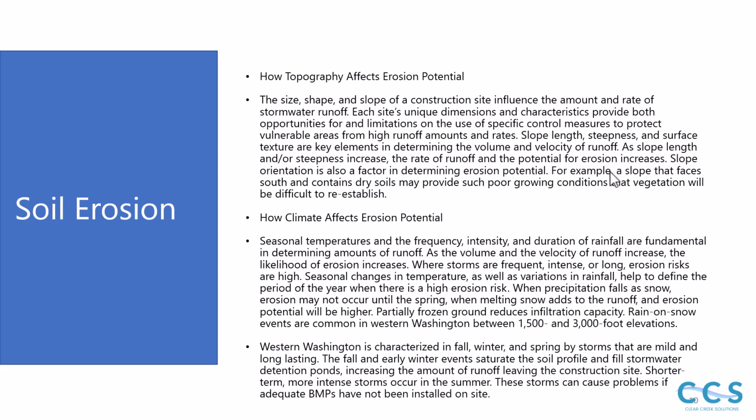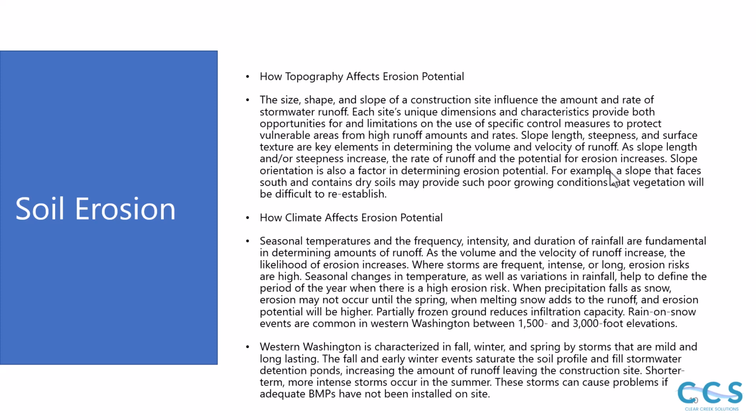So now we're going to go into topography. The size, shape, and slope of a construction site influence the amount and rate of stormwater runoff. Each site's unique dimensions and characteristics provide both opportunities for and limitations on the use of specific control measures to protect vulnerable areas from high runoff amounts and rates. Slope length, steepness, and surface texture are key elements in determining the volume and velocity of runoff. As slope length and/or steepness increase, the rate of runoff and the potential for erosion increases. Slope orientation is also a factor in determining erosion potential. For example, a slope that faces south and contains dry soils may provide such poor growing conditions that vegetation will be difficult to reestablish.